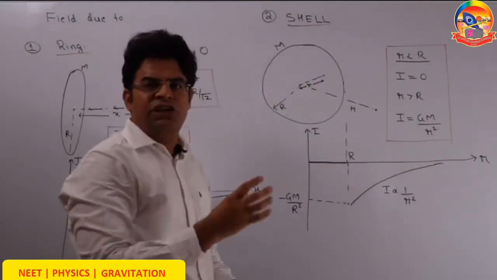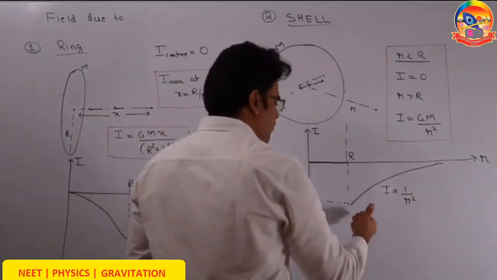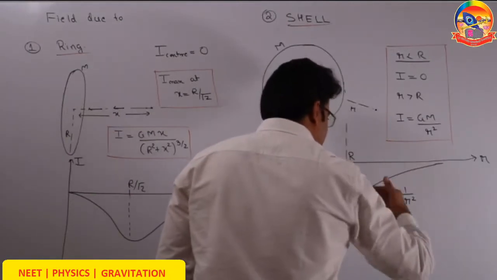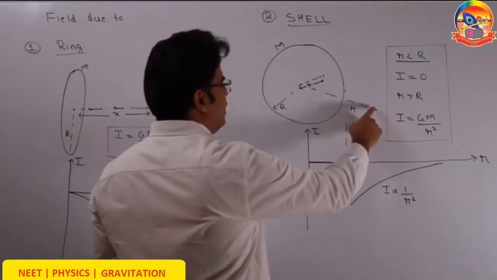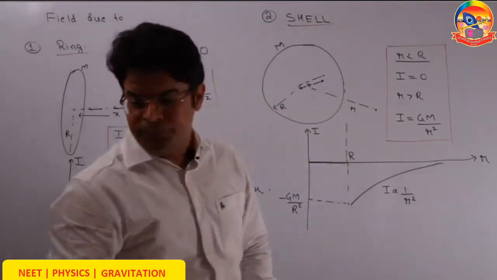The field is simply GM by r square and the graph goes like this. Again, I have plotted the gravitational field intensity on the negative. Why? Because at this point, the field because of this mass will be towards it, not away from it.